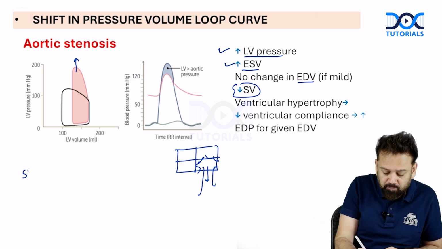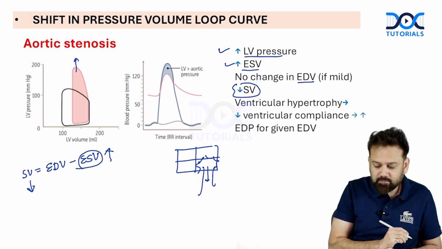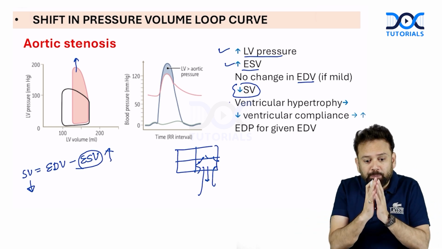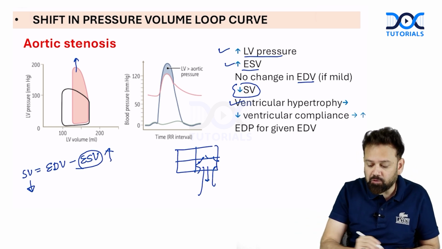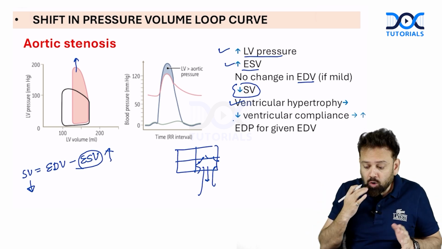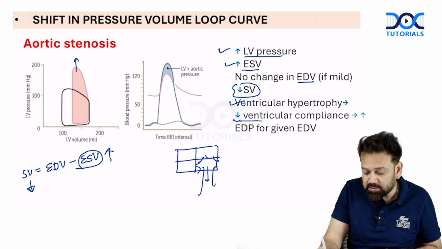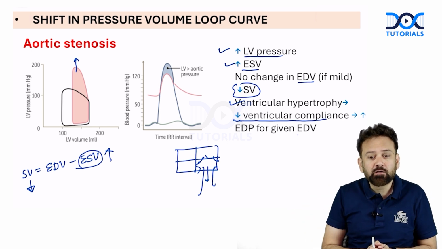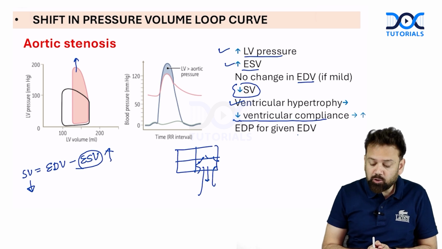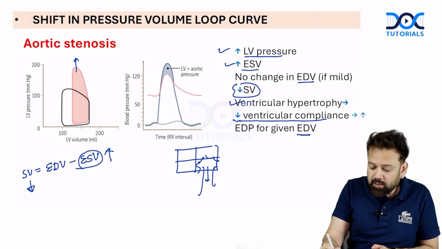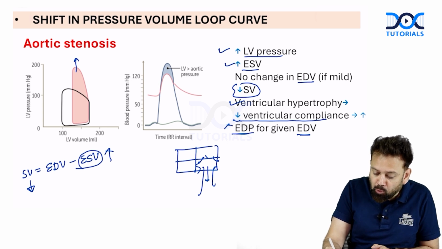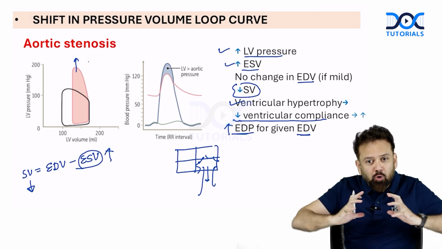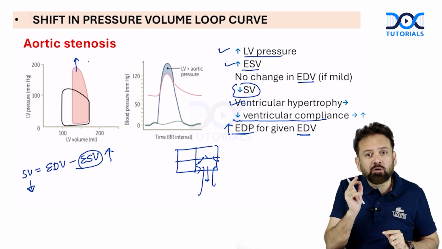So what is the stroke volume? End diastolic volume minus end systolic volume, and you are increasing the latter. So the stroke volume will decrease, and the ventricles are trying hard to open the aortic valve. So there is ventricular hypertrophy, and this will decrease the compliance. Compliance is the ease of expandability. Because of the hard contraction of the ventricle, there will be a decrease in ventricular compliance, and that is why, doctor, for a given end diastolic volume, the end diastolic pressure will be more, because now you have to contract more. So pressure will increase for a similar amount of end diastolic volume.